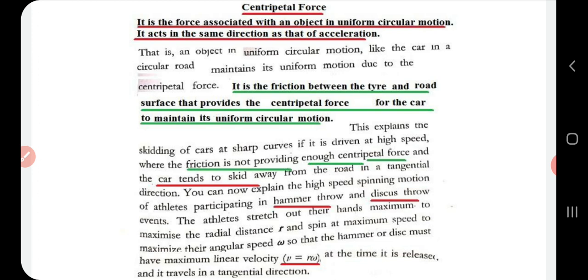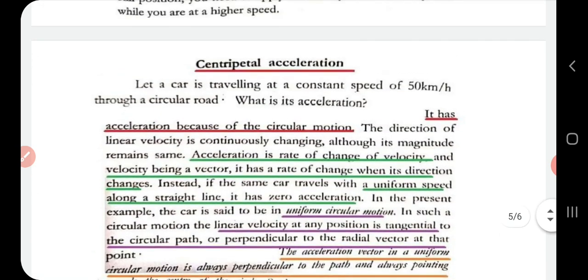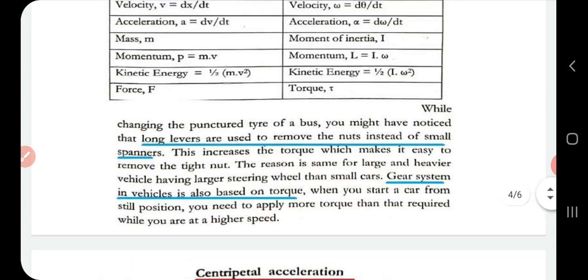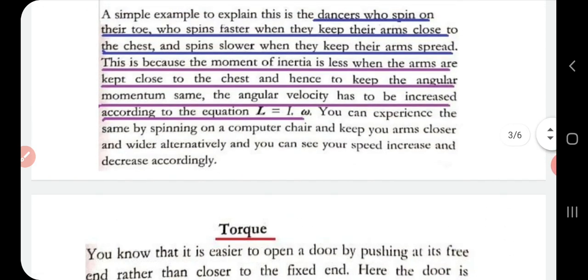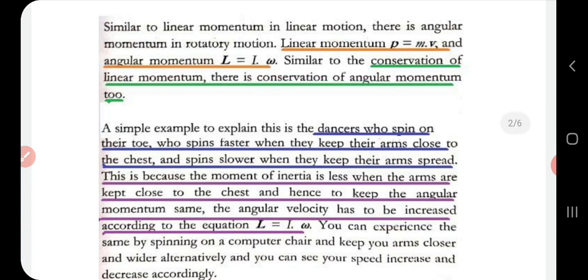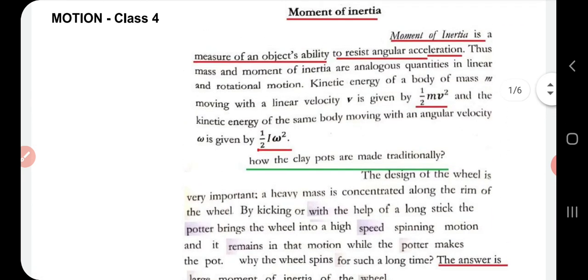So here in today's session, you have to learn centripetal force and centripetal acceleration very well, their definitions, units and all. Then what is torque, and its applications. Then the reason why dancers spinning on their toes move fast. All these applications you will have to study, also the definitions and the units.